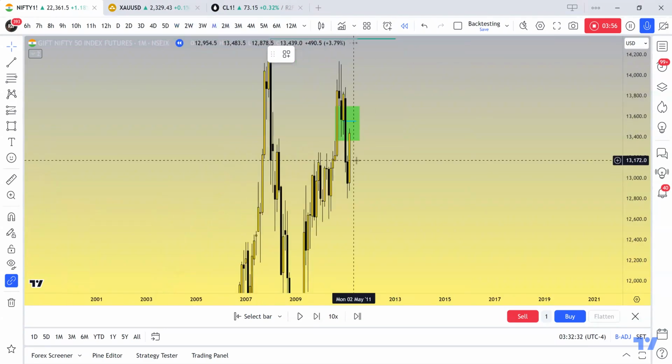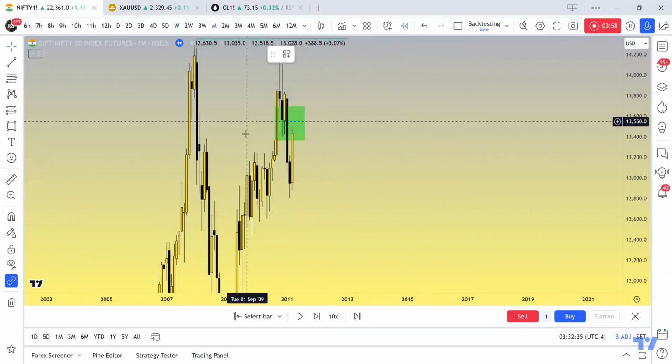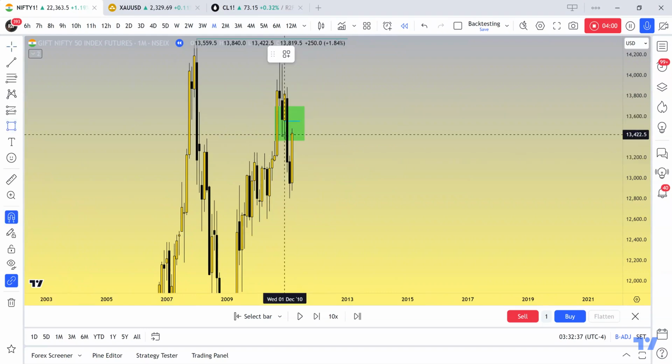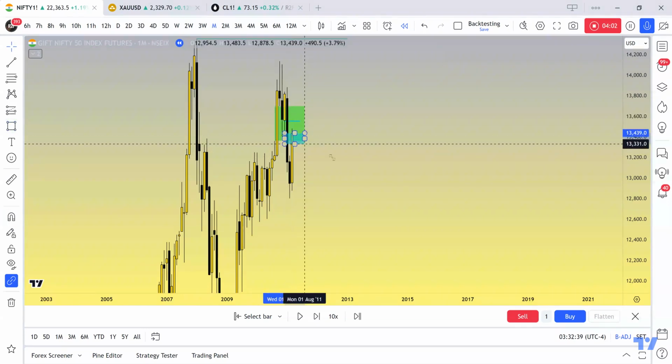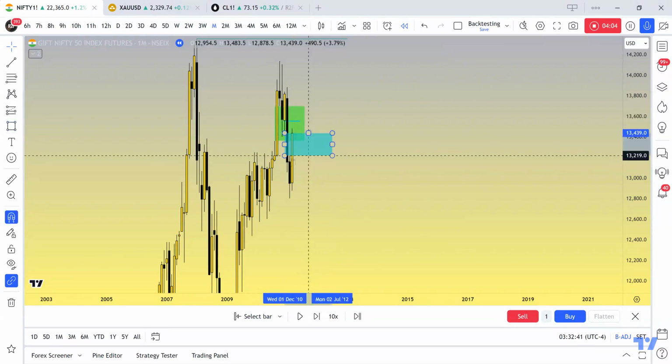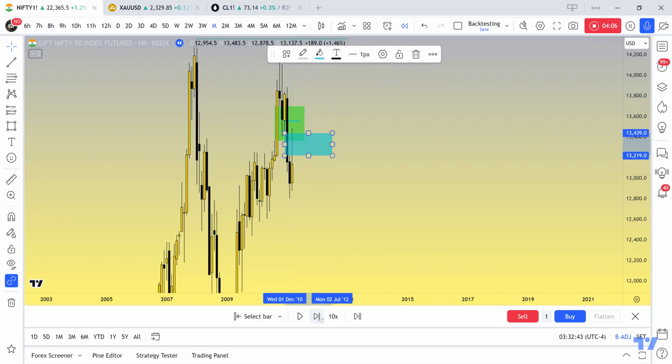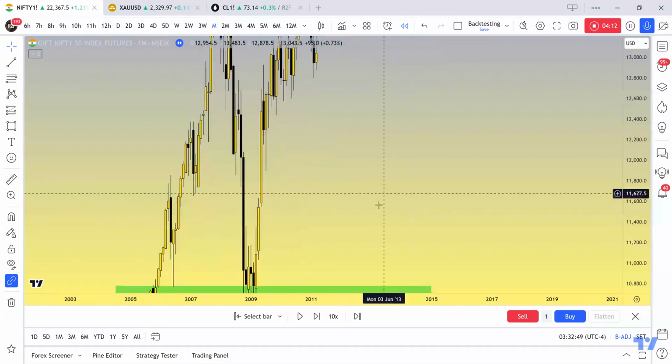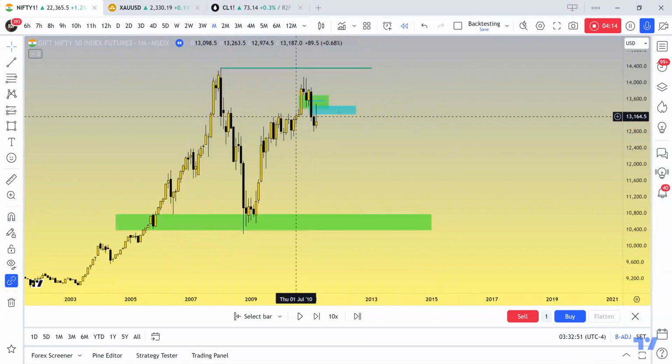Okay, it's a tricky one. Let's go back to the monthly. There's a monthly gap here. Let's just see how this monthly works. Oh. Okay, looks like we're moving lower into, maybe, more of a discount, it seems.